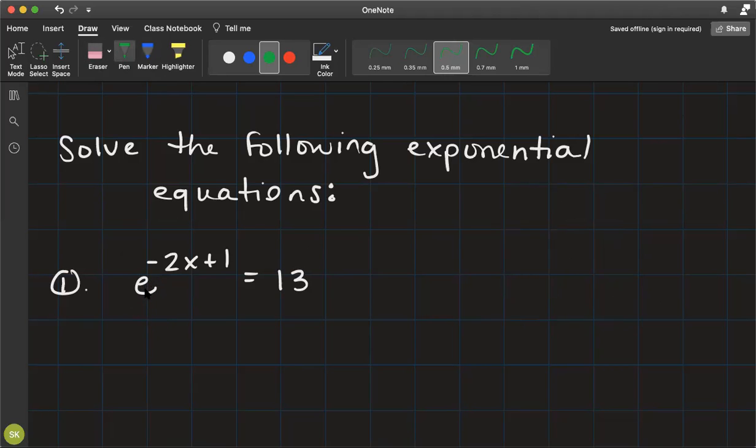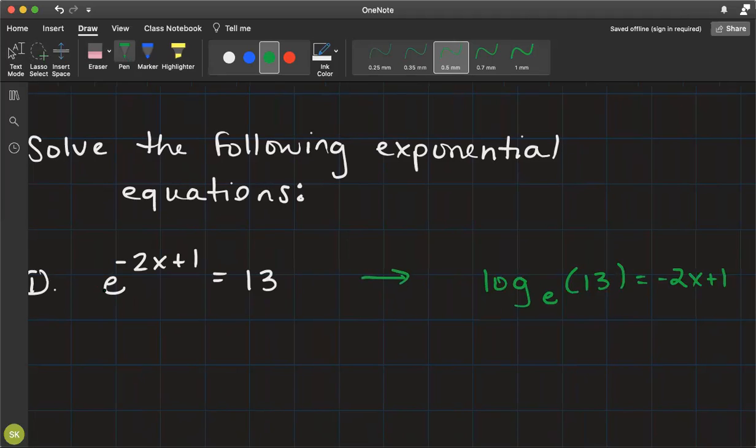Here, because I have base e, we're going to switch this expression to a logarithm. So let's write it as a log. This is log base e of 13 is equal to negative 2x plus 1.